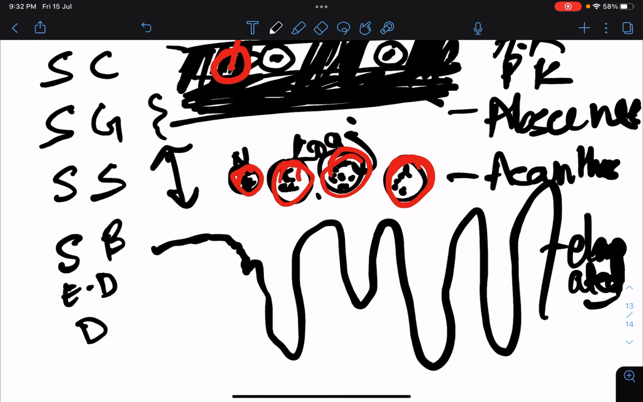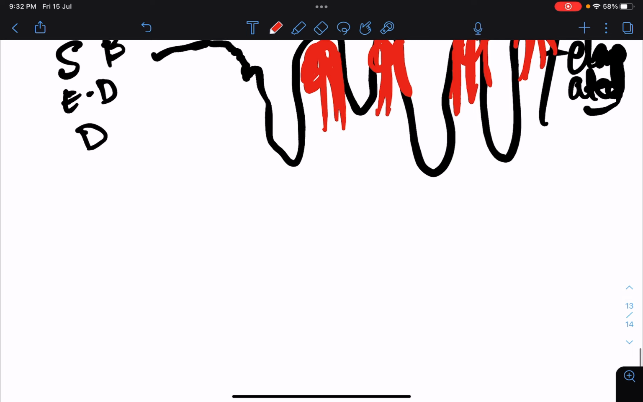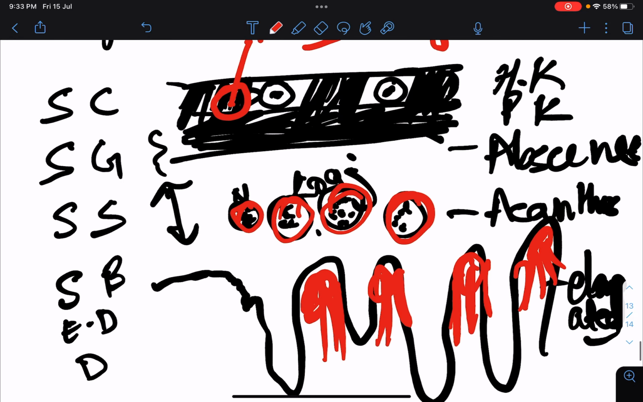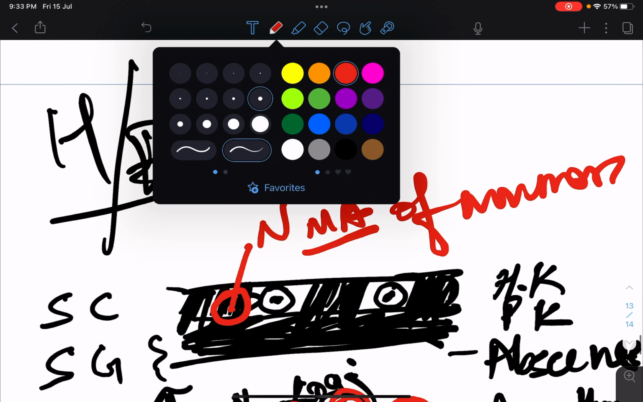And obviously, as I told you about the Auspitz sign, the dermal papillae have a lot of blood vessels. Oh my goodness, look at that. So every time you rub the lesion, you're going to have bleeding. All right, so that's basically the H&E of the skin in the case of psoriasis.